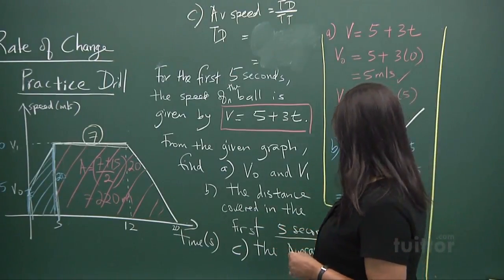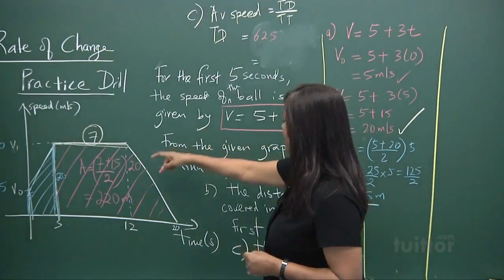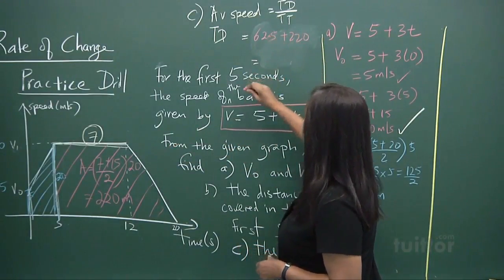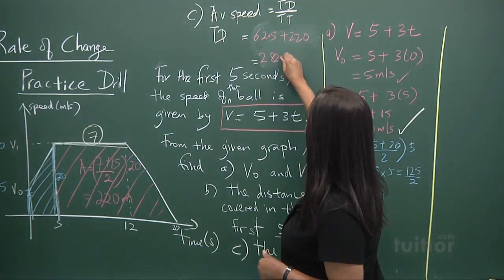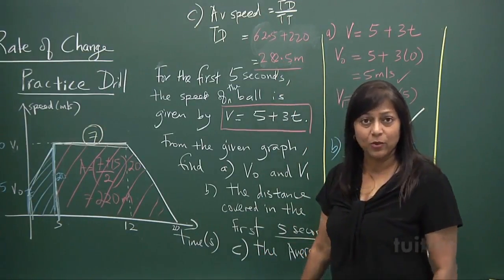Alright, so it will be actually 62.5, the first trapezium, plus 220 meters. That will give you 282.5 meters. That's the way to do it.